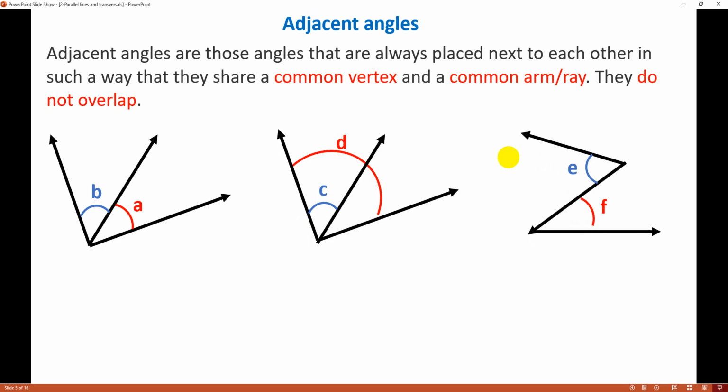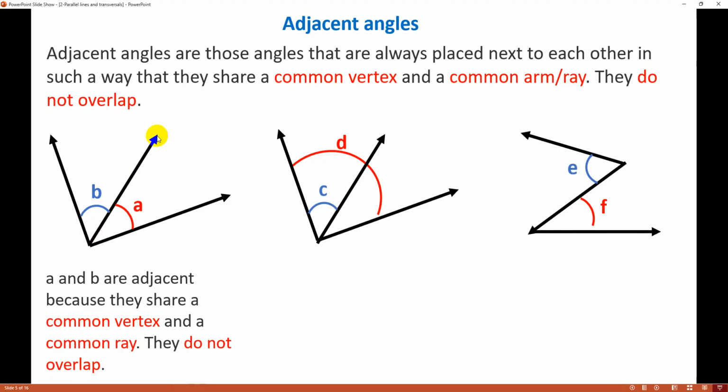Let's start analyzing the first one. Are A and B adjacent angles? The answer is yes. They share a common vertex, which is right here. They share a common ray as one of their arms, and they do not overlap. So yes, A and B are adjacent angles.